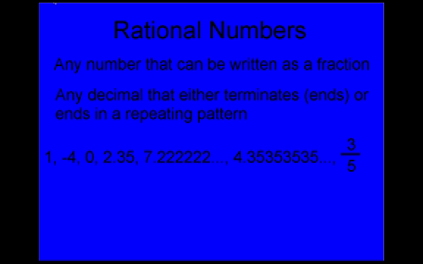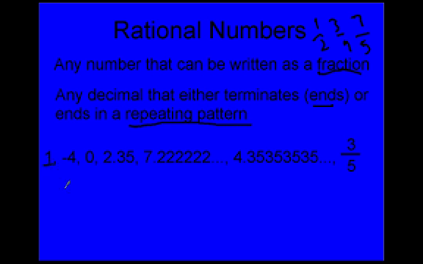So the rational numbers is any number that can be written as a fraction. All right? So it can be like 1/2, 3/4, 7/5, whatever. Any number that can be written as a fraction. It can be written as any decimal that either terminates, which just means ends, or ends in a repeating pattern. All right, so let's look at that.